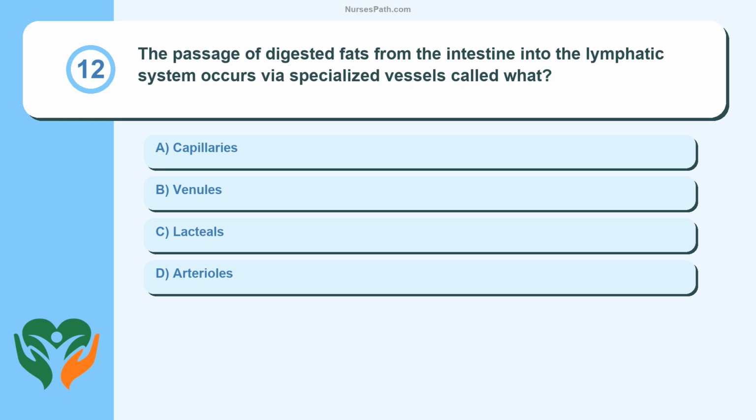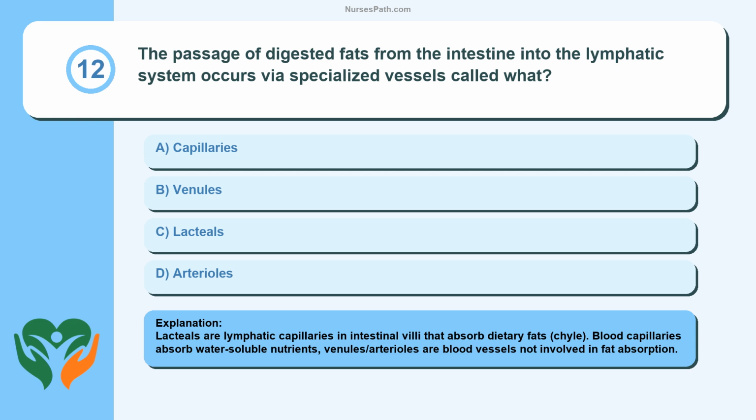Question 12. The passage of digested fats from the intestine into the lymphatic system occurs via specialized vessels called what? Capillaries. Venules. Lacteals. Arterioles. Lacteals are lymphatic capillaries in intestinal villi that absorb dietary fats, forming chyle. Blood capillaries absorb water-soluble nutrients. Venules and arterioles are blood vessels not involved in fat absorption.